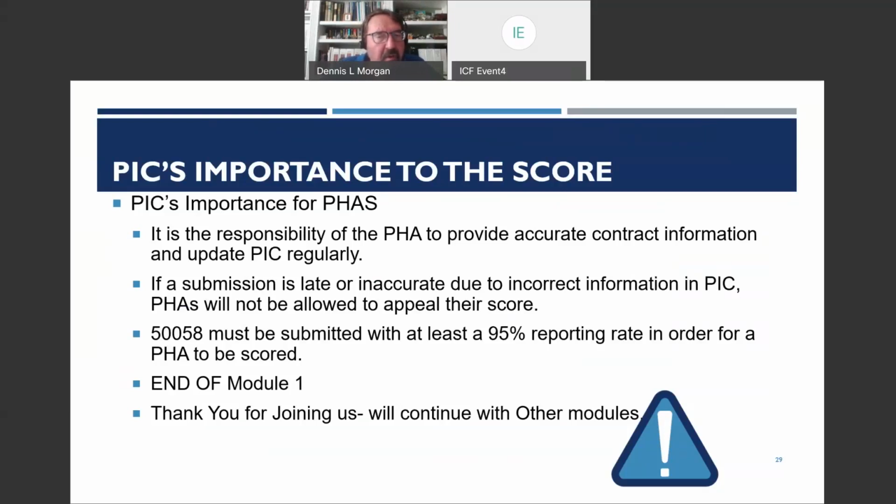The next module that we'll be going into is the PHAS, which stands for the Physical Assessment Subsystem, which is going to be worth 40 points. So we'll take you into the detail under the PHAS program in our next module.